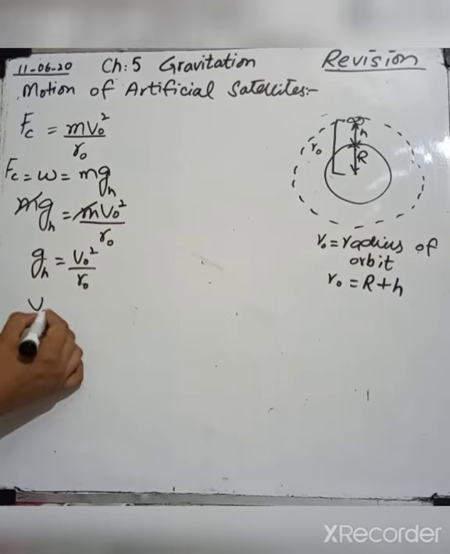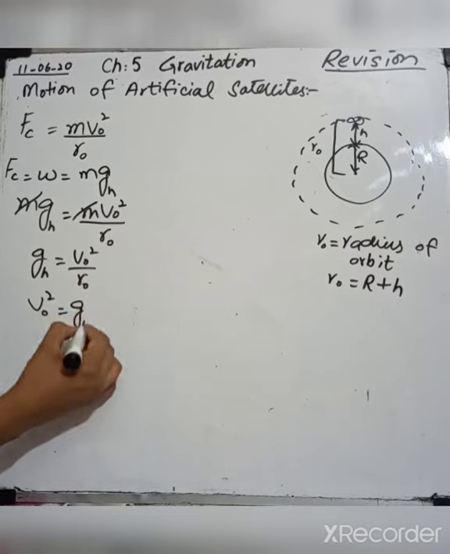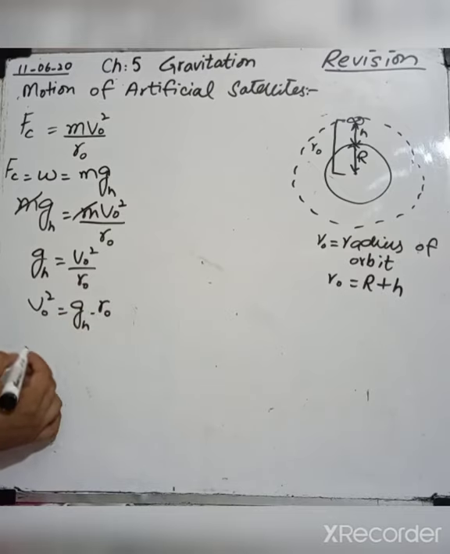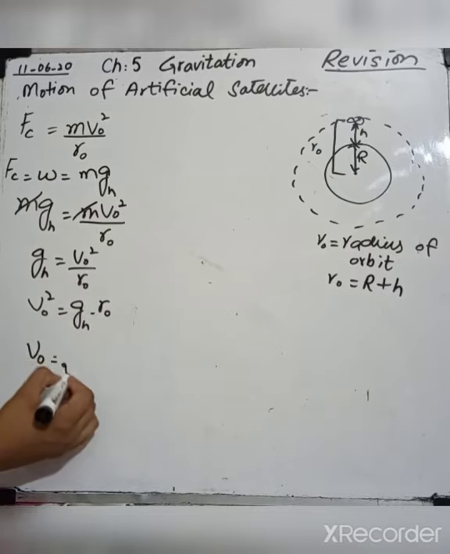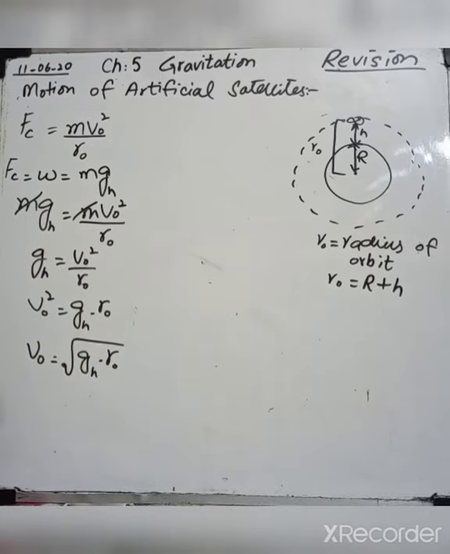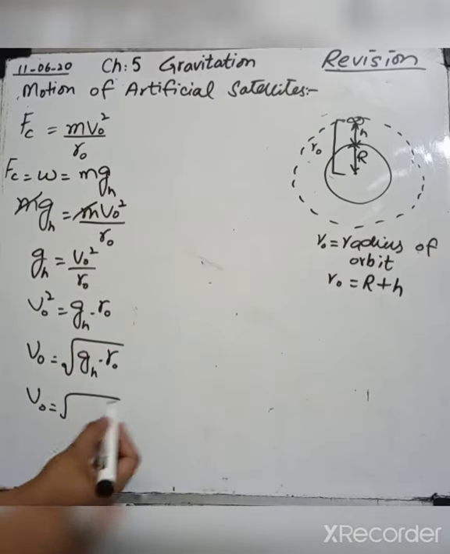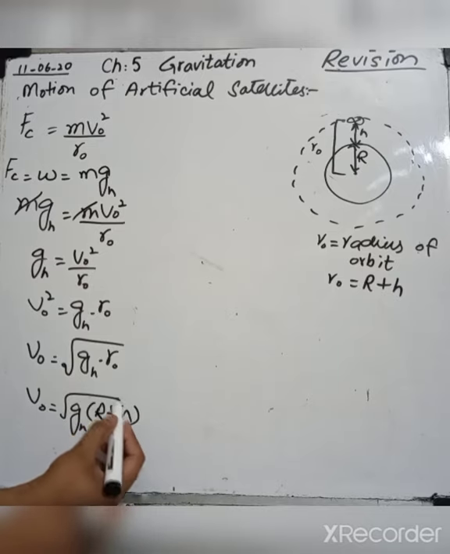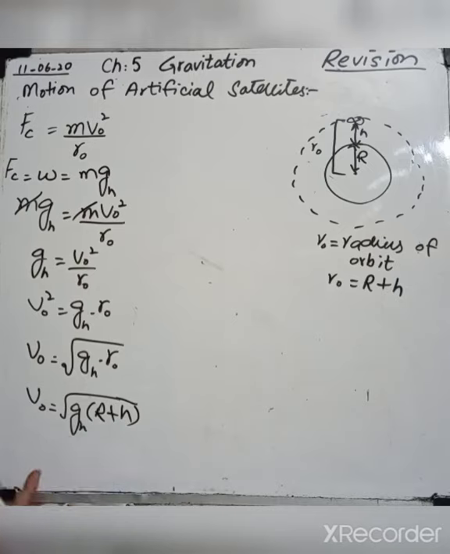Let's rearrange this formula for v0 square. It will be gh r0. Taking square root on both sides, we will have the square root of gh r0. Putting the value of r0 from this equation, we will have v0 equals the square root of gh times r plus h, whole under root. This is the formula for orbital speed of a satellite revolving at a height h above the surface of earth. At that height, the gravitational acceleration is represented by gh.